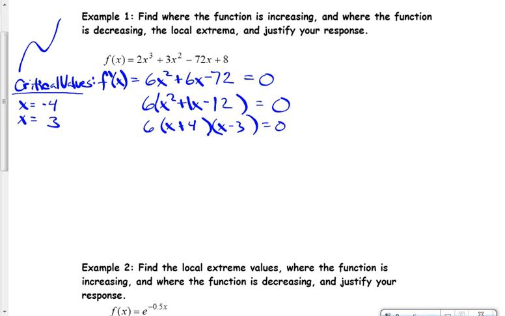Go back up to this drawing in the corner. Is the max going to be first or second? The max is going to be first, so where's the max going to occur? X equals negative 4, and the min's going to occur at 3. We know that, right? That's not worth points, though. Can I show you what's worth points?